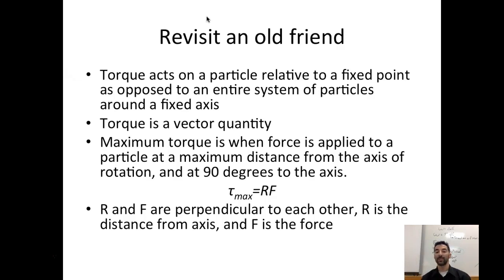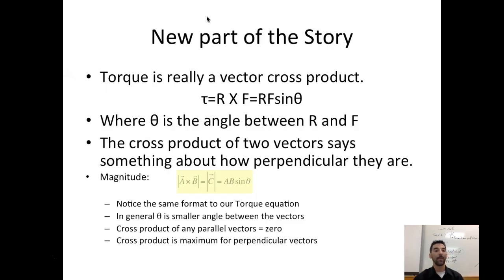The reason why it makes sense mathematically is that torque is not just R times F. It's not just some distance times a force. Torque happens to be a cross product. So what do I mean by cross product? Well, we've done a dot product before, and remember, a dot product is called a scalar dot product. Now we're talking about torque, which is a vector cross product.